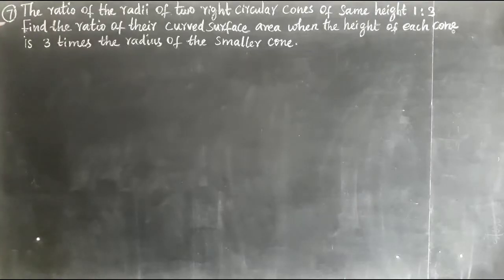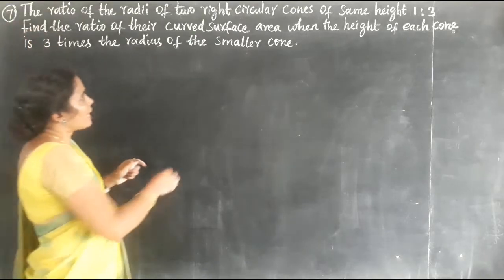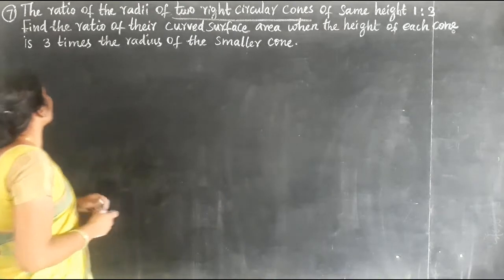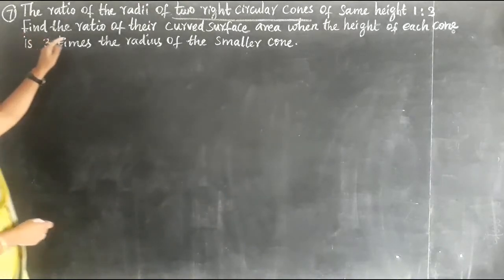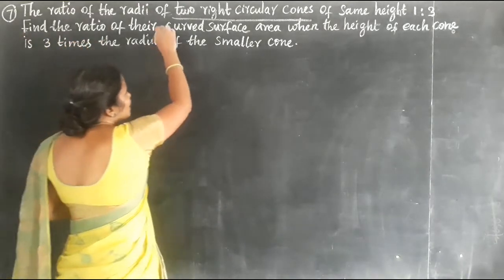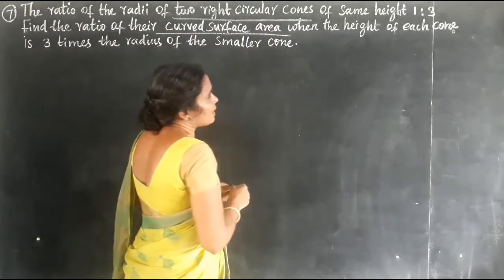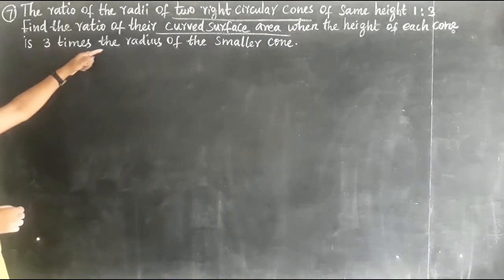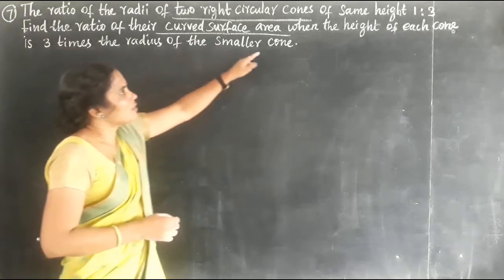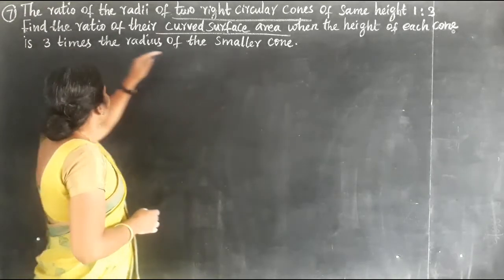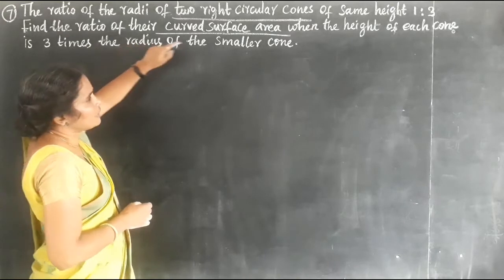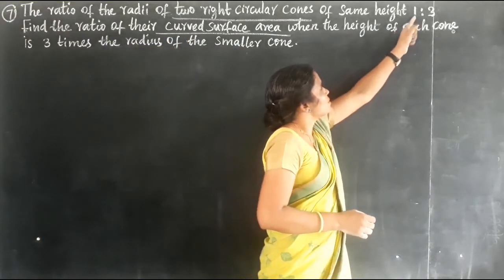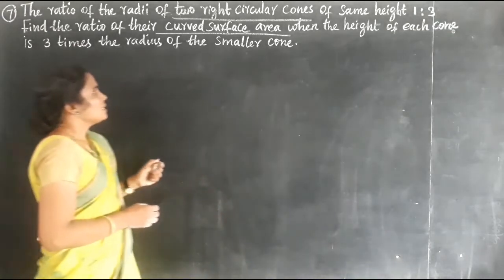Question number 7. The ratio of the radii of two right circular cones of same height is 1:3. Find the ratio of the curved surface area. So you have to find the ratio of curved surface area when the height of each cone is 3 times the radius of the smaller one. Here we have the smaller one as 1. So here 1 into 3, 3.